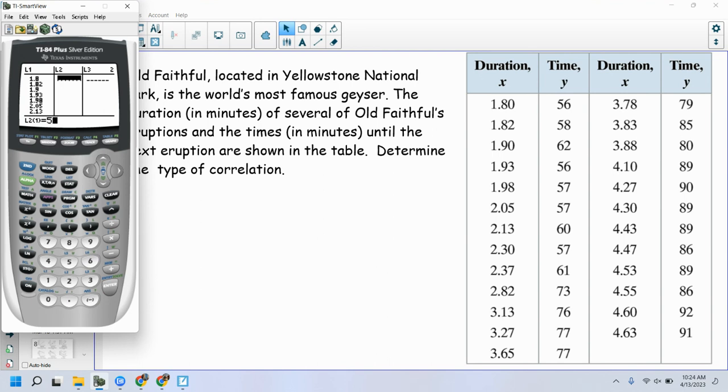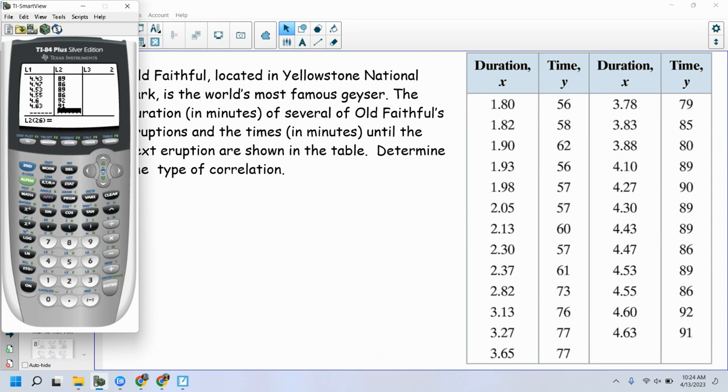Oops, and I just screwed it up. 56. 76, 73, 76. Like the double numbers. Okay. And you just got to make sure you end up with 25.